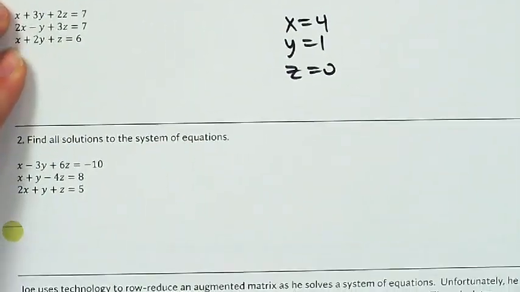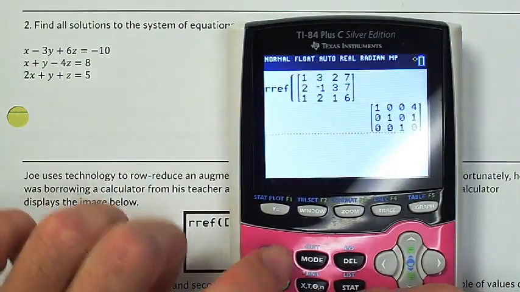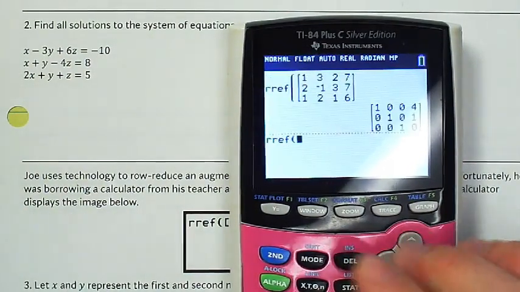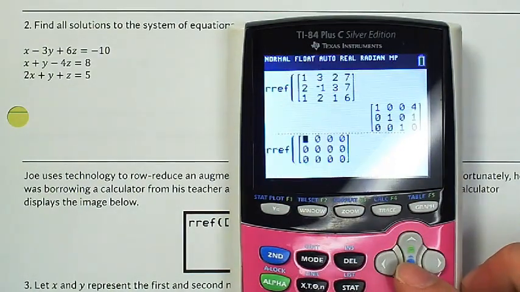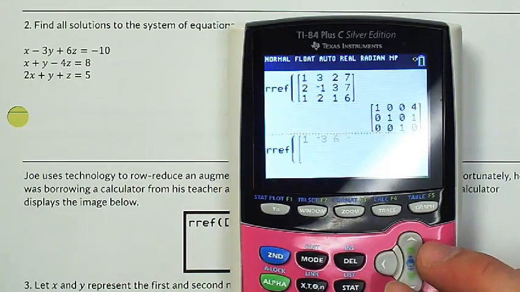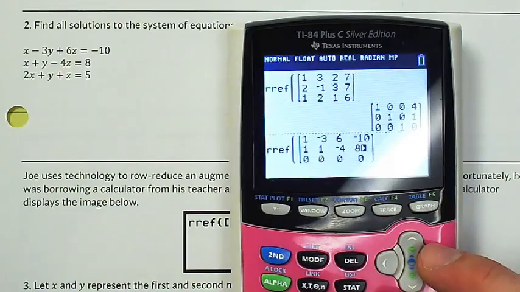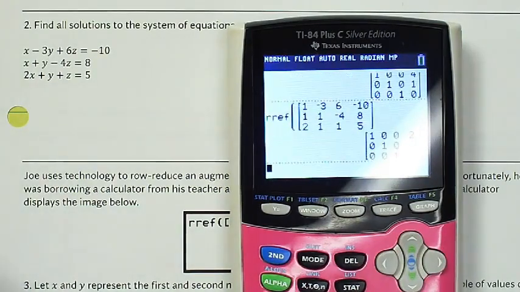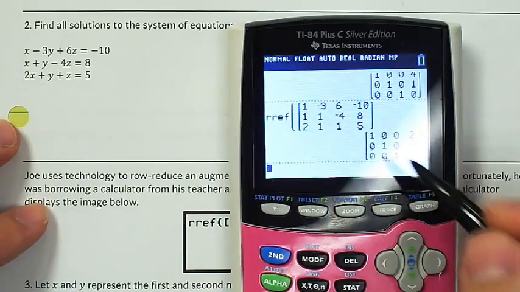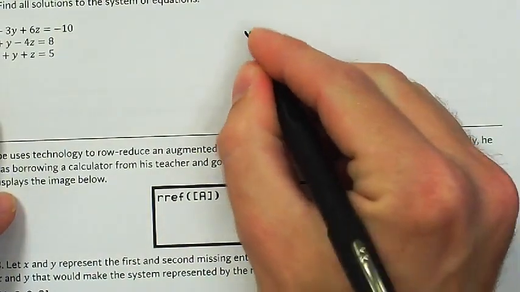And then I'm going to find all solutions to this system of equations, and I'm going to do the same thing, ask for RREF, bring in a 3 by 4 matrix: 1x, -3y, positive 6z equals -10, 1x plus 1y minus 4z equals 8, 2x plus 1y plus 1z equals 5. Have it reduce, and we've got another unique solution. I don't think that was supposed to happen, but I got x equals 2, y equals 2, z equals -1.